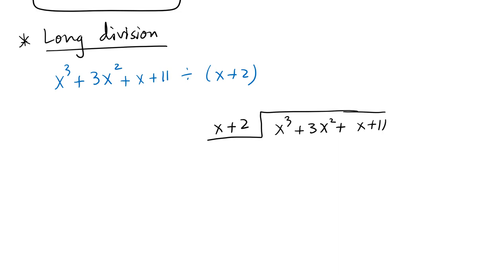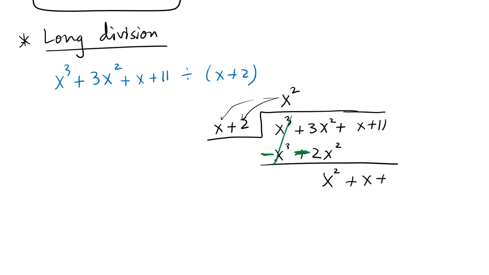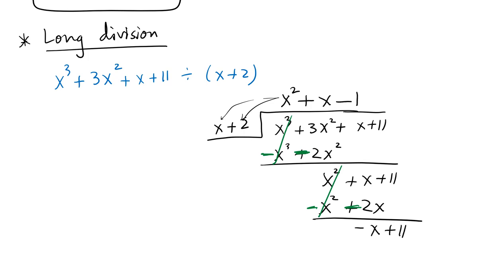What goes on the top times x gives me x cubed is x squared. And now we're going to distribute this to this and to the 2. So x cubed, x squared times 2 is 2x squared. There's a minus, switch the signs, cancel. X squared, bring the x down and the 11 down. Plus x, multiply that, x squared plus 2x. Switch the signs, cancels out, negative x plus 11. Minus 1, negative x minus 2. Switch the signs, and 13.